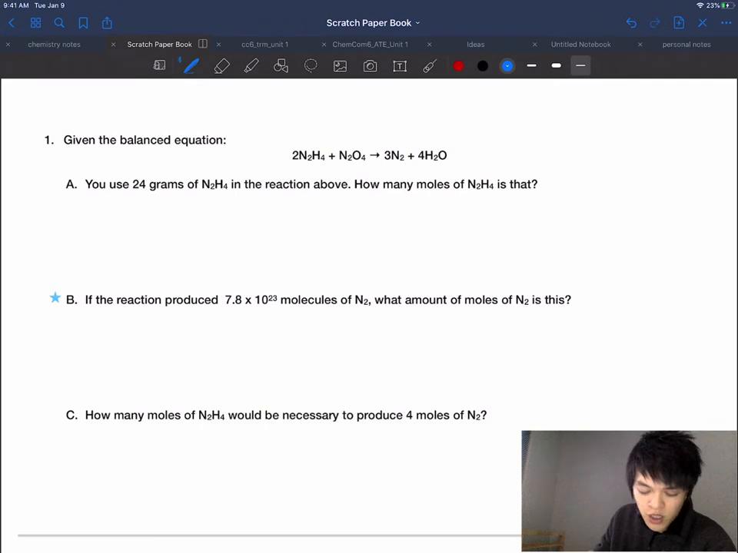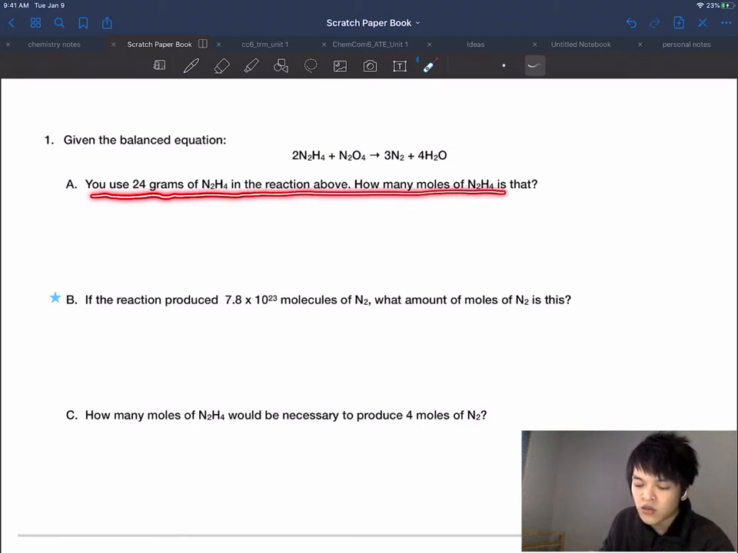Okay, in this next problem, number 1, we have a different balanced chemical equation. Okay, so notice that we have N2H4 reacting with N2O4, and it's producing N2 and H2O. All right, now in the first problem, you used 24 grams of N2H4 in the reaction above. How many molecules of N2H4 is that?